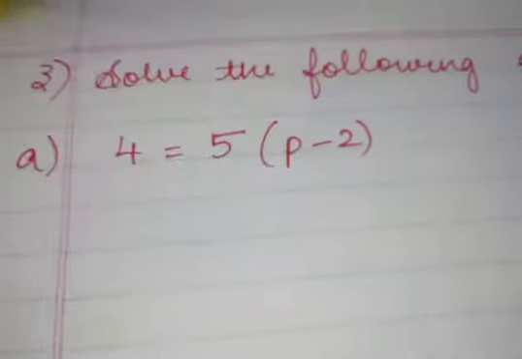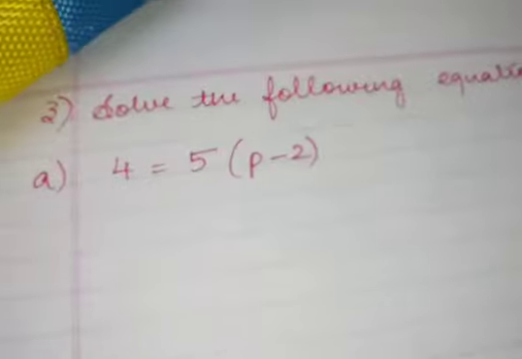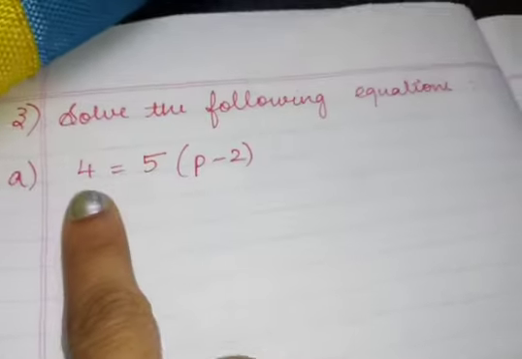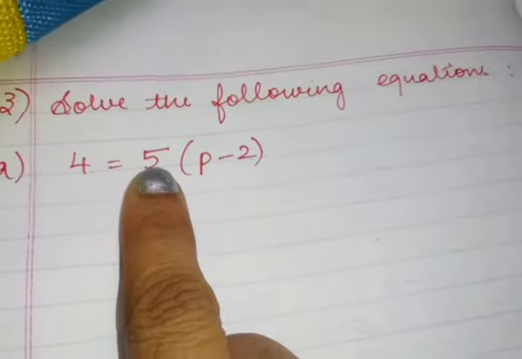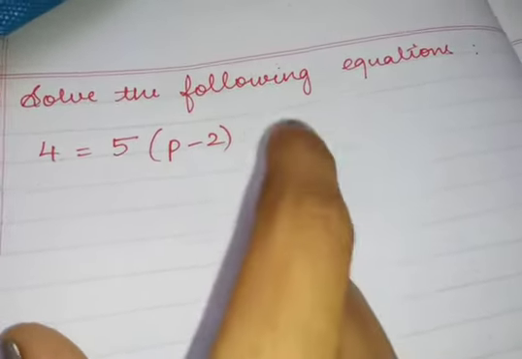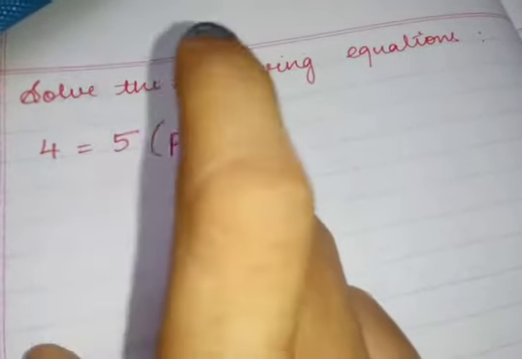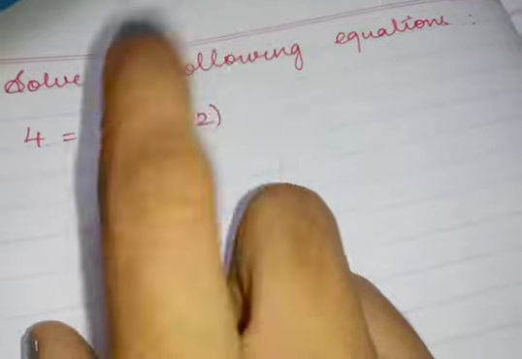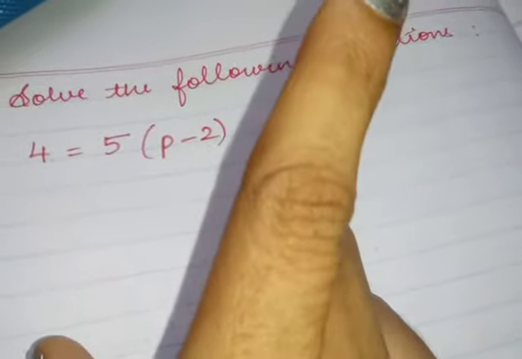Next is your third problem. What is your third problem children? Solve the following equations. The question is 4 is equal to 5 into p minus 2. See, in the last question, the variable was on your left hand side and the constant on your right hand side. But here, it is just a reverse, okay?